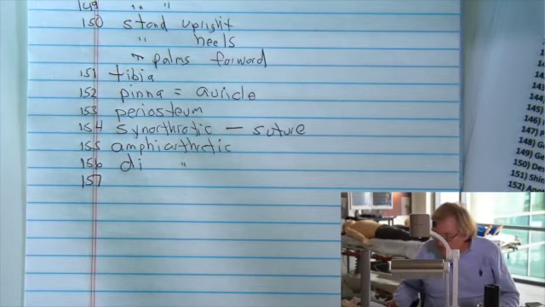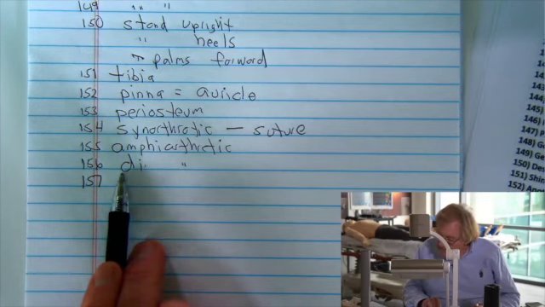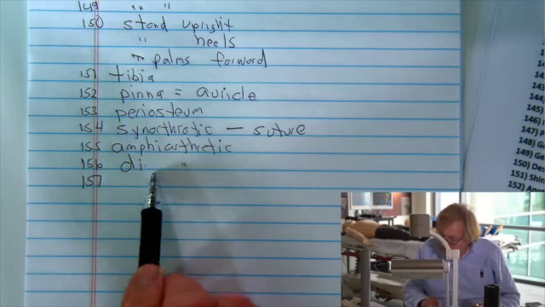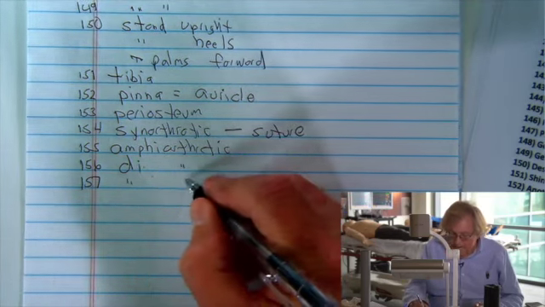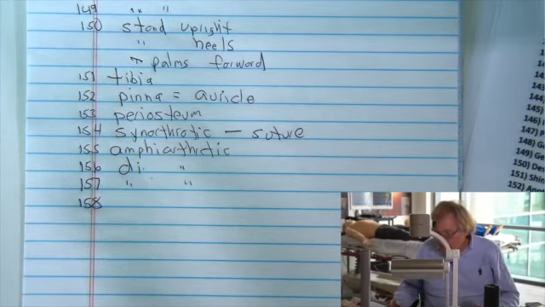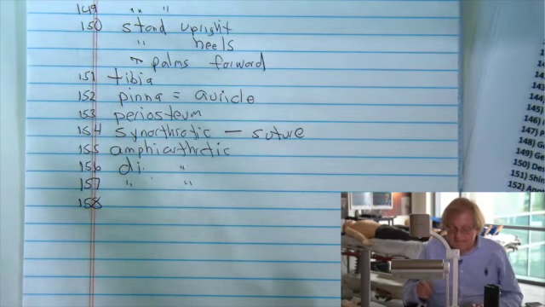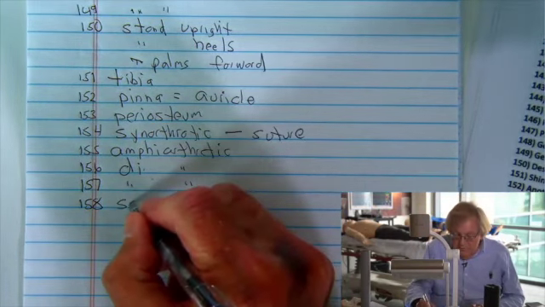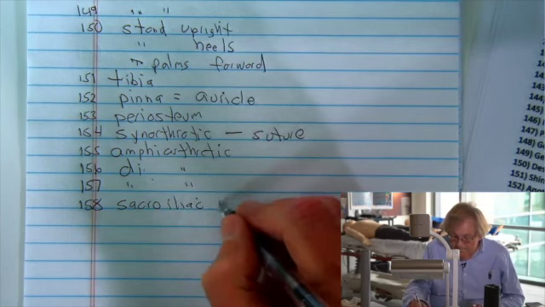157, most common. So 155 is slightly movable, 156 is fully movable, 157 is most common: diarthrotic again, so it's the same answer. 158, what joins the iliac bones to the axis? Well, think of where the iliac bones join the axis. That's going to be the sacroiliac joint.